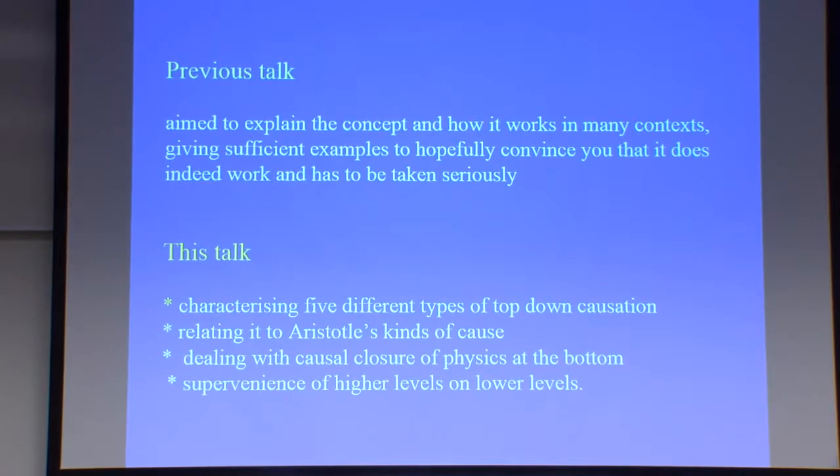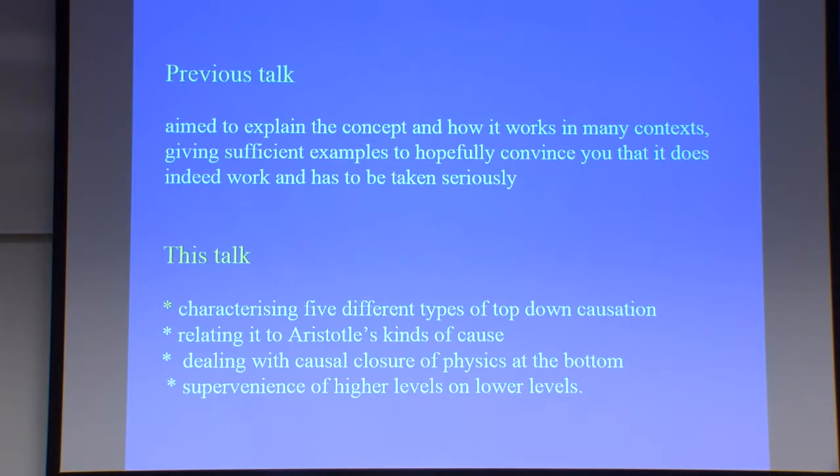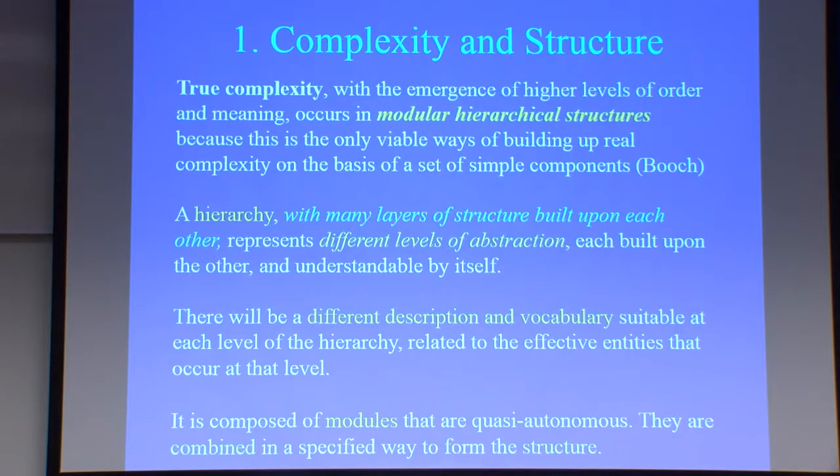The previous talk I aimed to explain the concept and how it works in many contexts, giving sufficient examples to hopefully convince you it does indeed work and has to be taken seriously. And in this talk, I'm going to characterize 5 different types of top-down causation. I'm going to relate it to Aristotle's kinds of cause. I'm going to deal with causal closure of physics at the bottom, and then supervenience of higher levels on the lower levels. So, the first thing, complexity and structure.